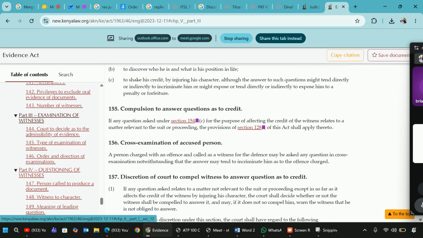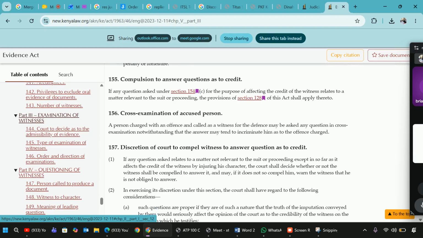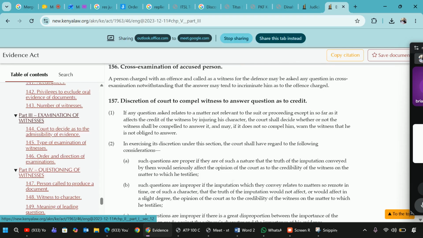155. Compulsion to answer questions as to credit. If any questions asked under 154 for the purposes of affecting the credit of the witness relates to a matter relevant to the suit or proceeding, the provisions of 128 of this Act shall apply. Cross-examination of accused person. 156. A person charged with an offense and called as a witness for the defense may be asked any question in cross-examination, notwithstanding that the answer may tend to incriminate him as to the offense being charged.